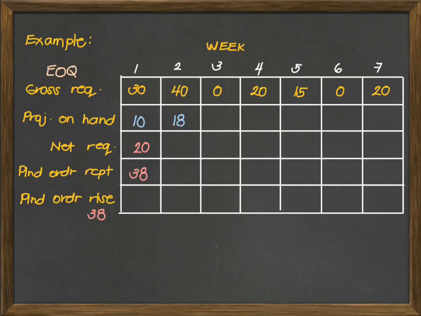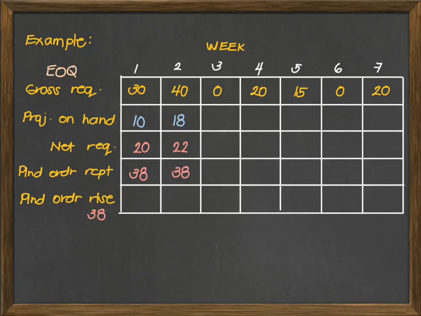So, 40 yung ating gross requirement for week 2 and we have on-hand inventory of 18. So, therefore, we will only be needing 22 units as our net requirement. And again, EOQ follows the concept of having fixed order size.